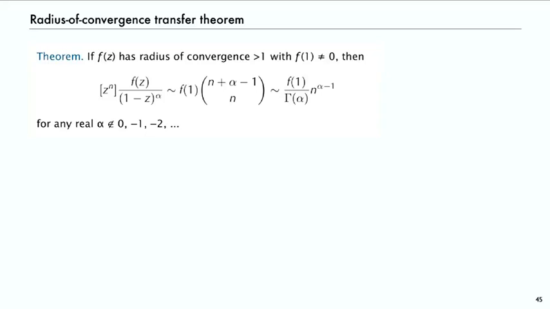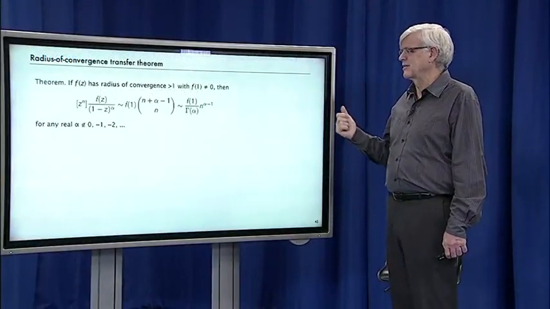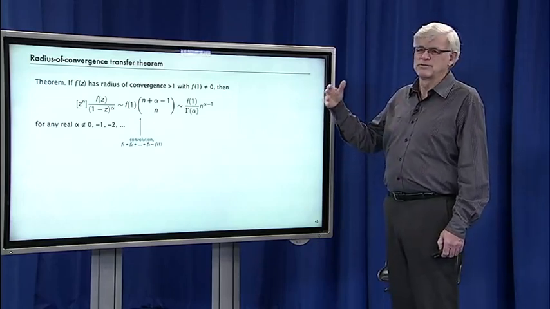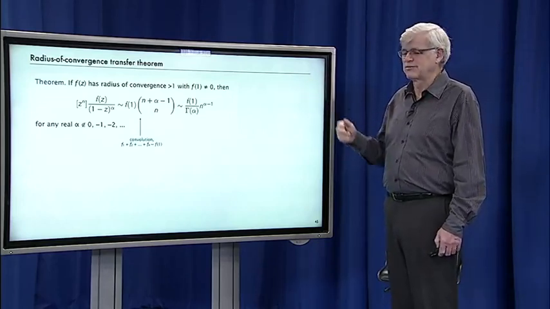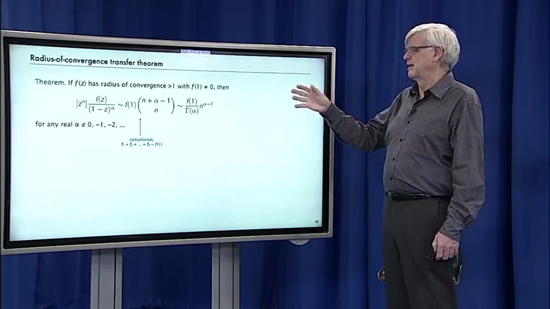The coefficient of z to the n in f of z over 1 minus z to the alpha is asymptotic to f evaluated at 1 times n plus alpha minus 1 choose n. And that's asymptotic to f evaluated at 1 times n to the alpha minus 1 over gamma of alpha. Gamma of alpha is a constant I'll talk about in a second. I'm not going to go through the proof now, because most people are just going to want to apply this theorem, not prove it. But it's not that difficult a proof.